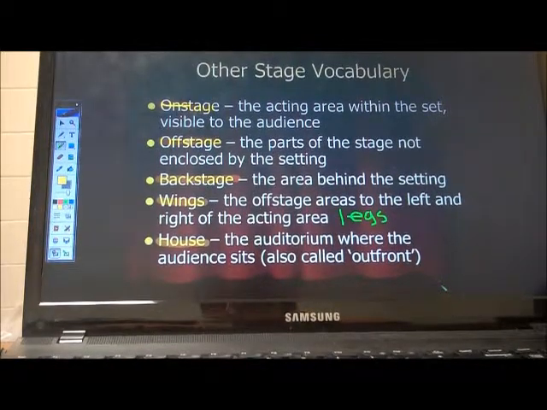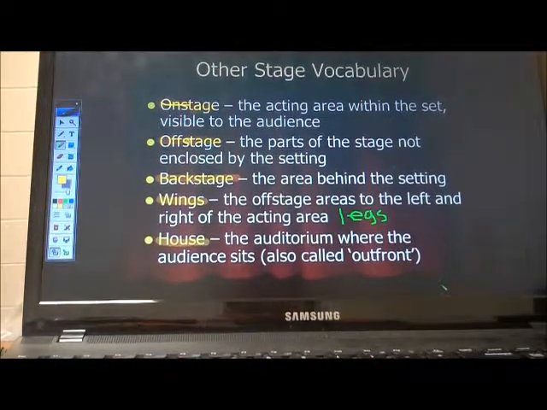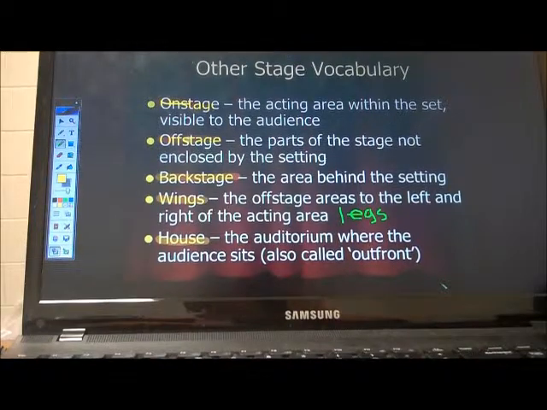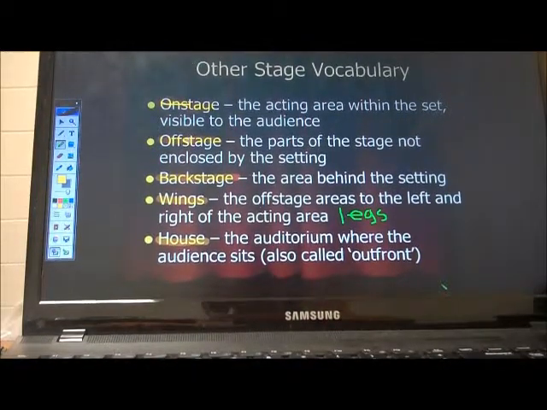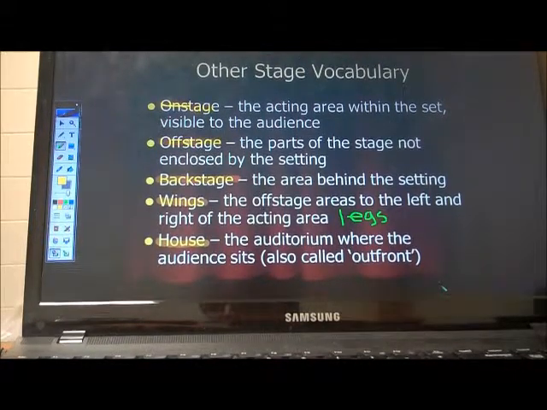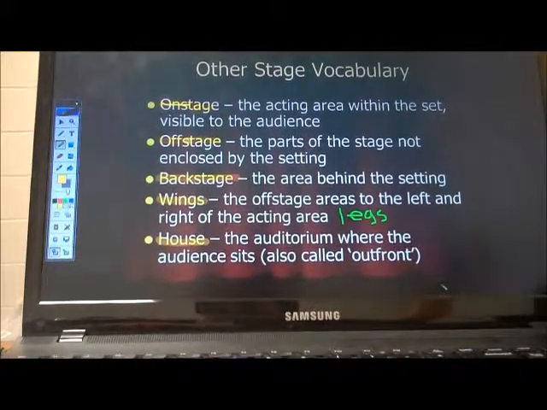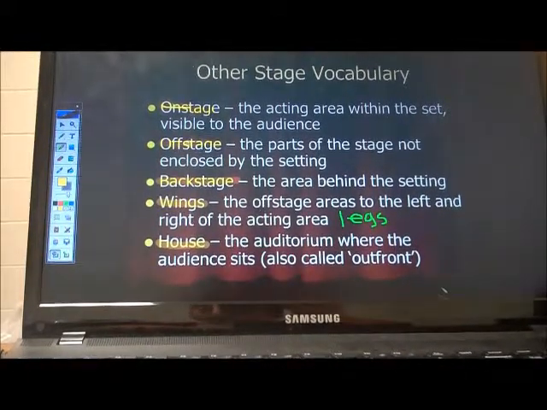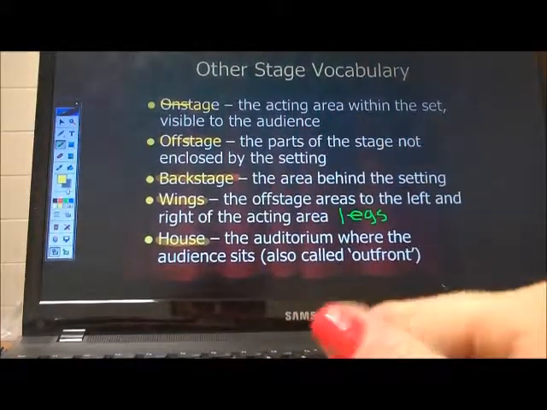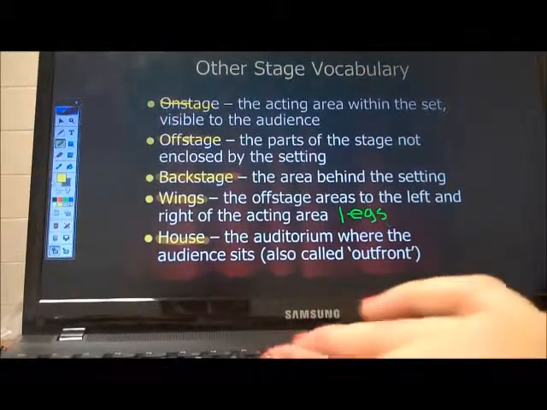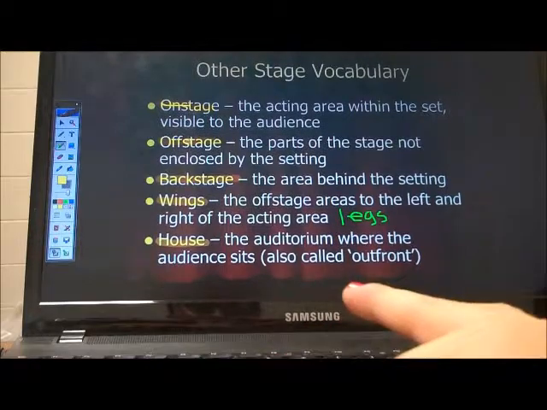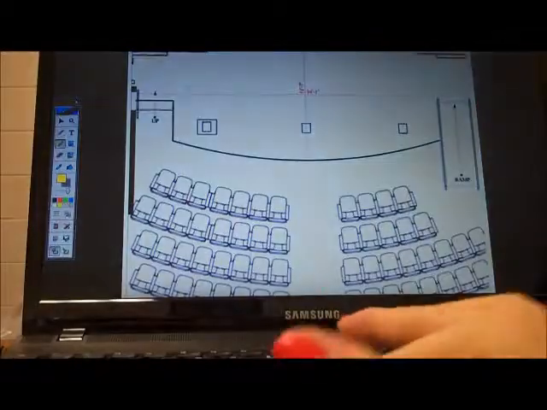Now, in very different scenarios, there are sometimes when the audience is sitting on all four sides of the stage, and that's called theater in the round. And if that's happening, or arena staging, then you don't really have a house. You just call the house where the actual audience rows are. So it depends on where you are, but for the most part, those are the main words that we need to learn. Go to the next page.